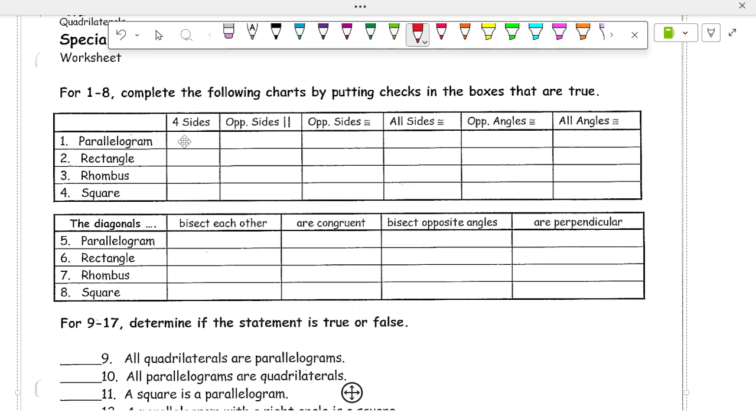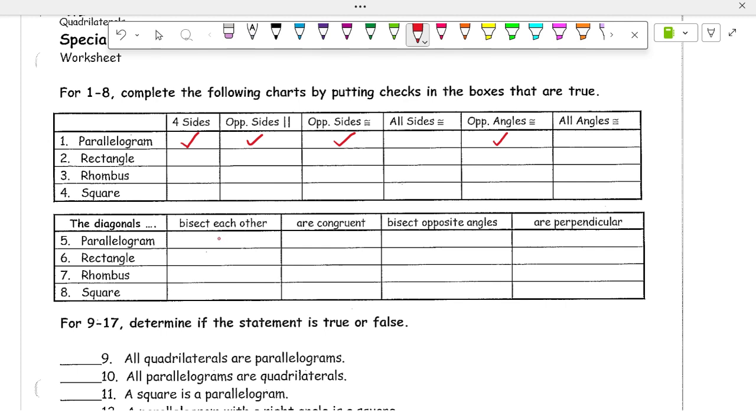So in a parallelogram, does a parallelogram have 4 sides? Yes. Does it have opposite sides that are parallel? Yes. Does it have opposite sides that are congruent? Yes. Are all the sides necessarily congruent? No. Are the opposite angles congruent? Are all their angles congruent? No. All right. Now let's do the diagonal one too.